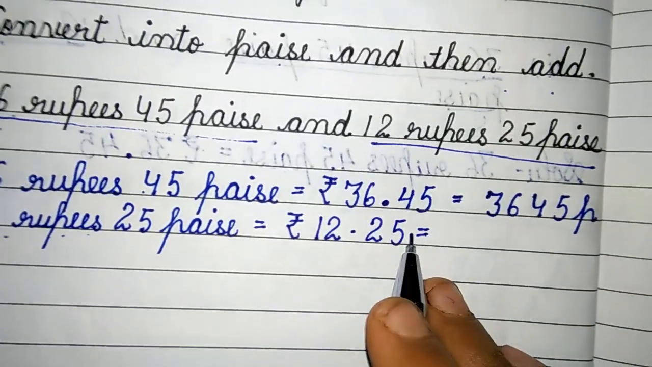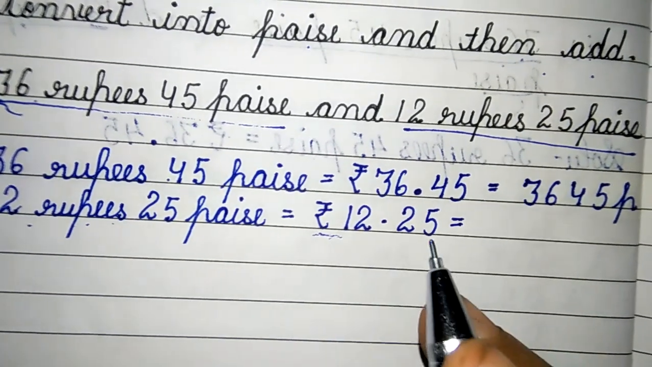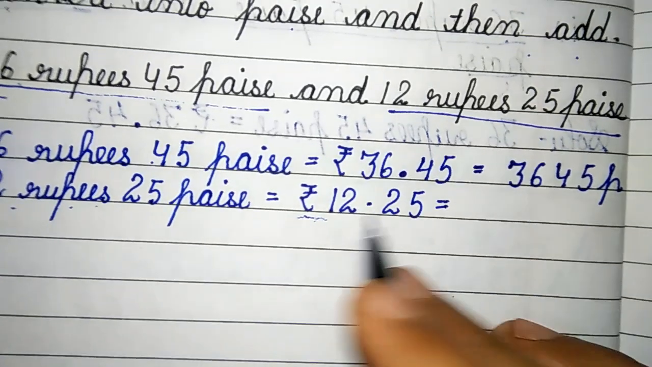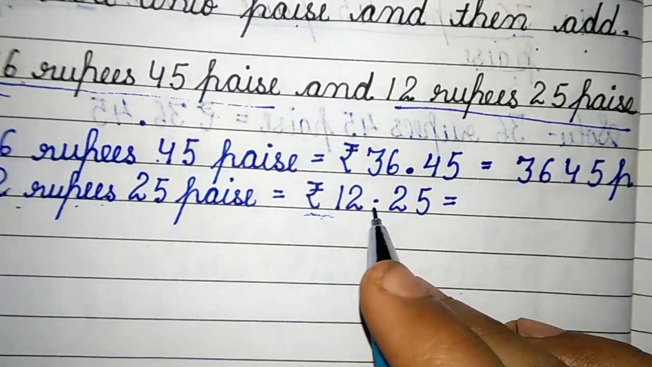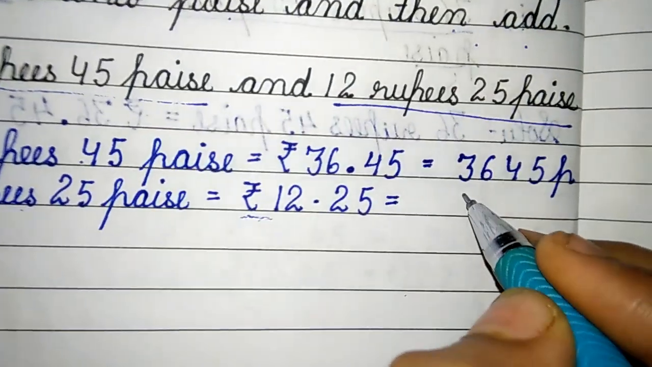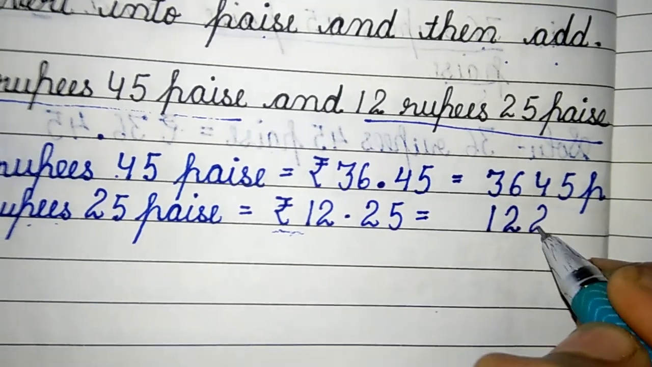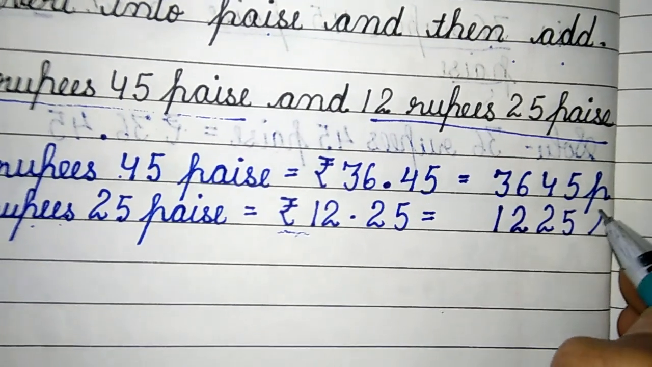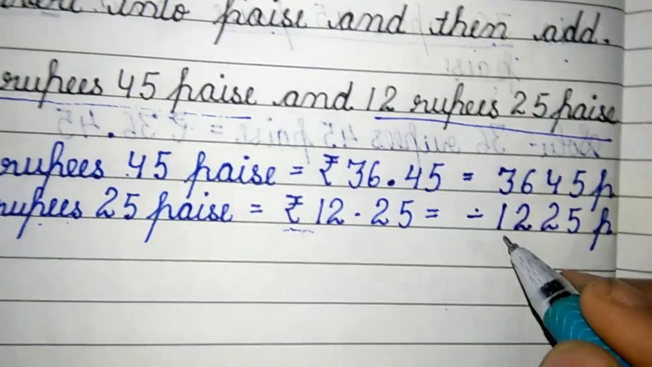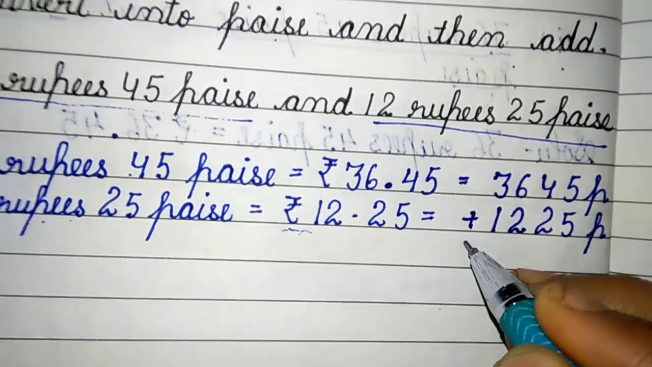Children, this is the sign of rupees. Now we have to convert into paise. So we will remove this dot. So this becomes paise, right? 1, 2, 2, 5. I removed the dot. 1225 paise. Clear?